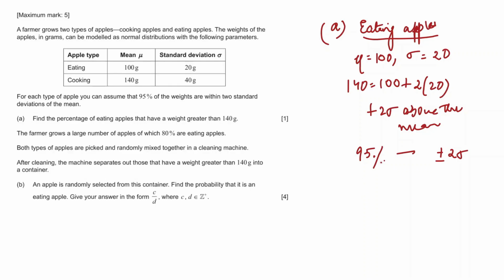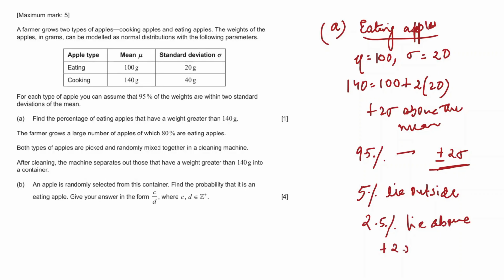Then if 95% of values lie within this range, can we say that 5% of values will lie outside this range? Yes. And by symmetry of the normal distribution, we can say that 2.5% lie above plus 2 sigma. So the final answer will be 2.5%, because it will lie above plus 2 sigma. Okay. So that is the answer for the first part.